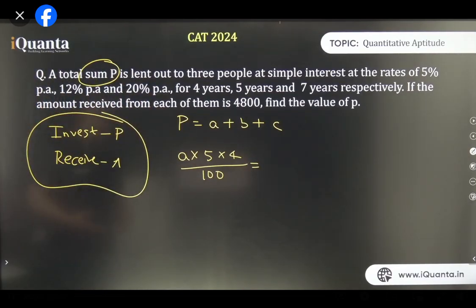The amount received is how much? It is 4800. Okay? We have to add all three. We will have to add A, B, and C. Okay, so I'm giving you 1 minute more. Now try to solve it. I think a lot of people must have missed this part.